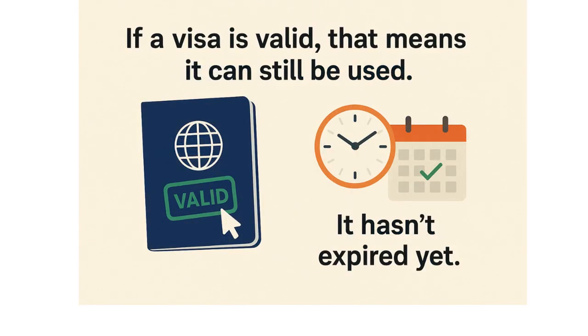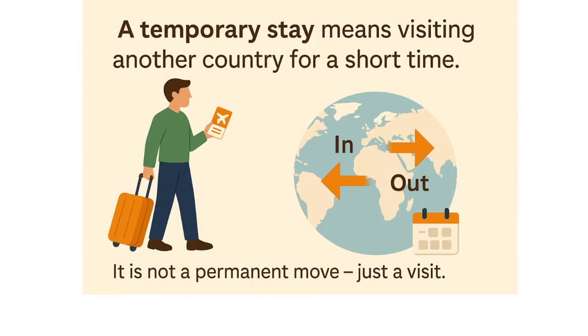Valid visa. If a visa is valid, that means it can still be used. It hasn't expired yet. Temporary stay. A temporary stay means visiting another country for a short time. It is not a permanent move, just a visit.